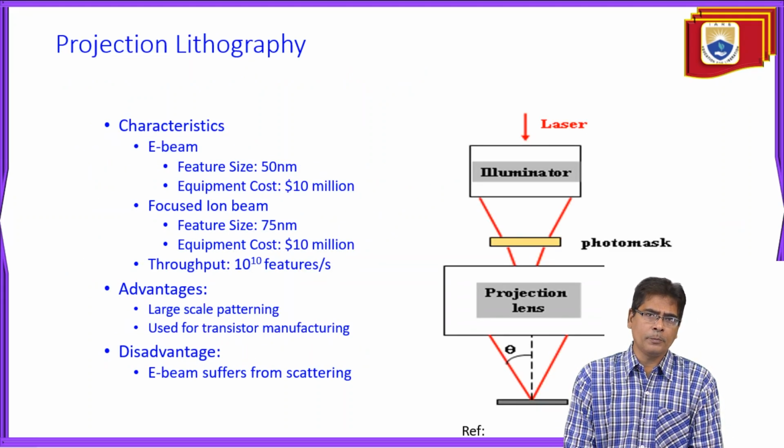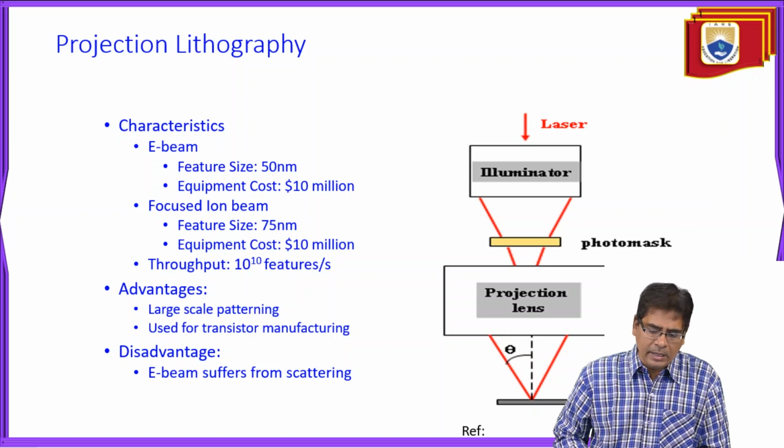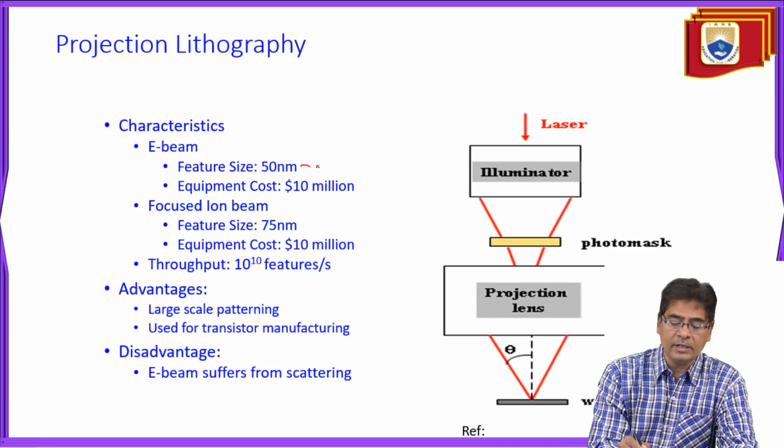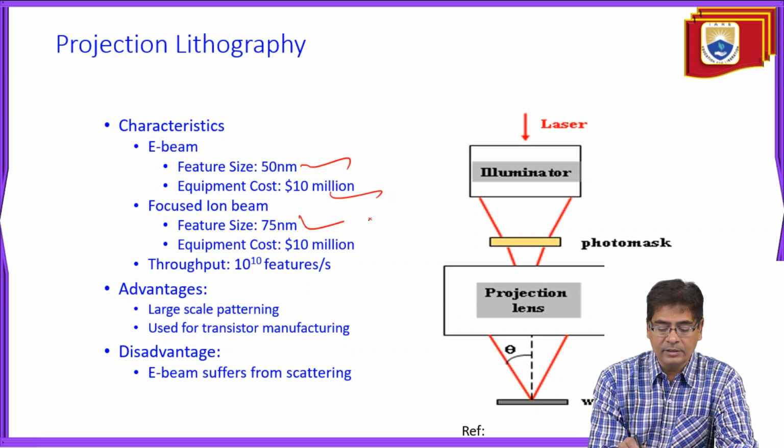When we speak about projection lithography, we have certain characteristics, like E-beam, where the feature size is around 50 nanometers and the equipment cost is around $10 million, and focused ion beam size is around 75 nanometers, equipment cost is $10 million, and throughput is around 10 features per second.